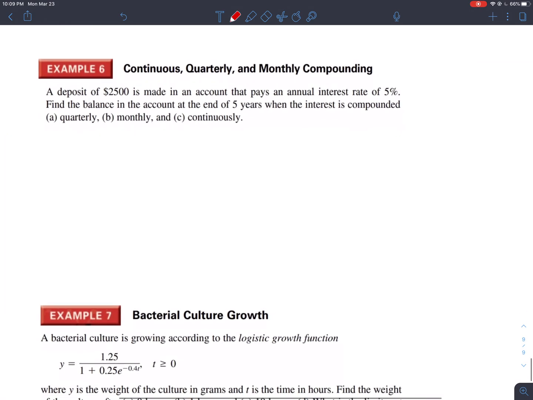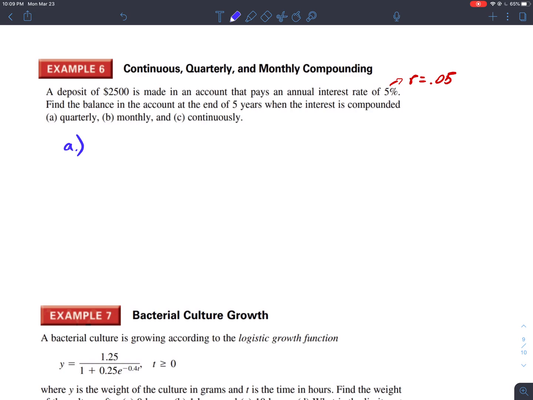Example 6 says, if you deposit $2,500 into an account that pays an annual interest of 5%, 5% is technically r equal to 0.05. Find the balance in the account at the end of 5 years when the interest is compounded either quarterly, monthly, or continuously. So 3 separate problems. This is basically plug and chug.